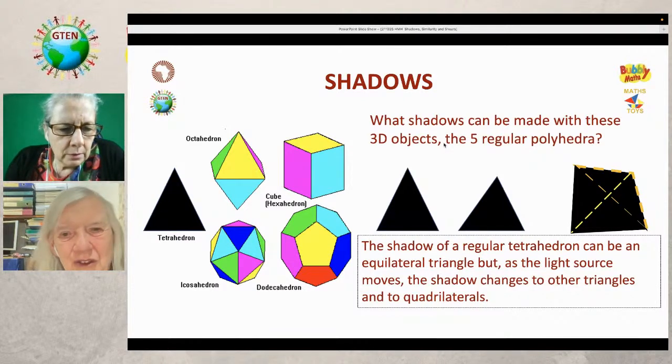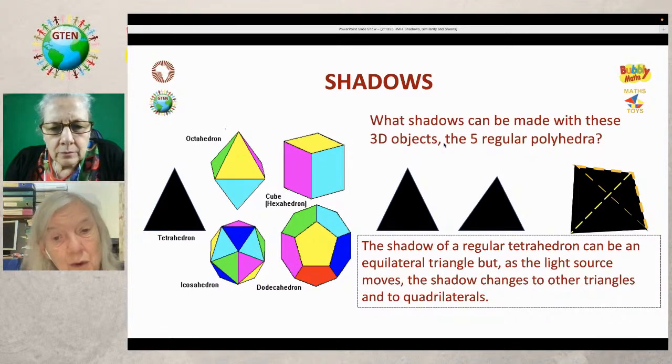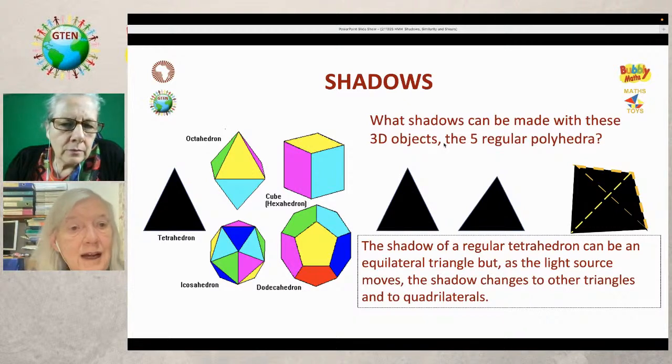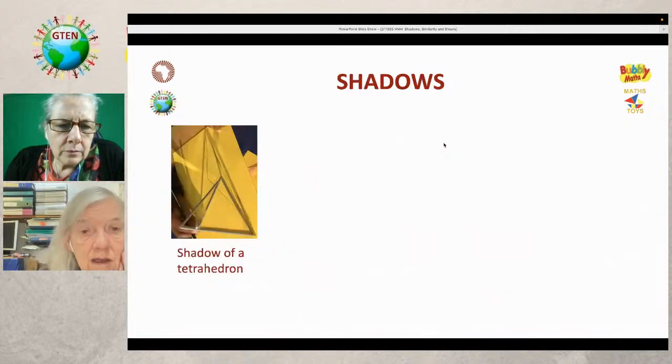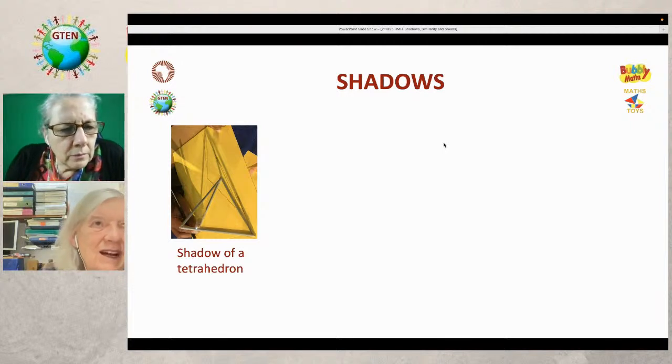What you can get from your regular tetrahedron is an equilateral triangle, and as the light source moves, the shadow changes to other triangles and to quadrilaterals. So you can experiment yourself with these. Let's look at some shadows, and then Caroline is going to demonstrate some, and you can imagine you can do it yourself. It's quite fun to do.